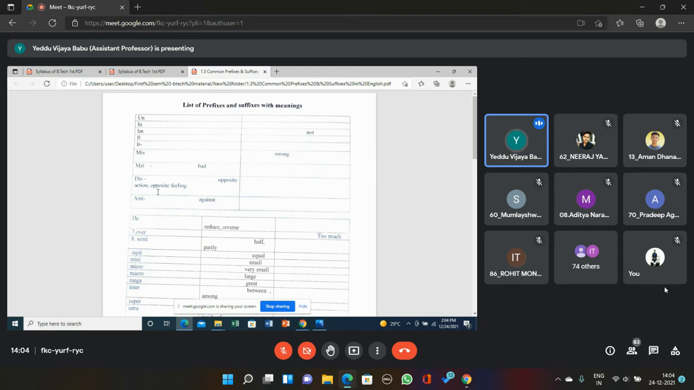This dis is in the sense of opposite, a feeling of opposition, something like that. In, im mean something like not. So how to do this task? This is just the given clue for us. You have to write 3 to 4 words in the given soft copy, meaning prepare a soft copy. Otherwise, you can simply write on a paper and take a scan copy.